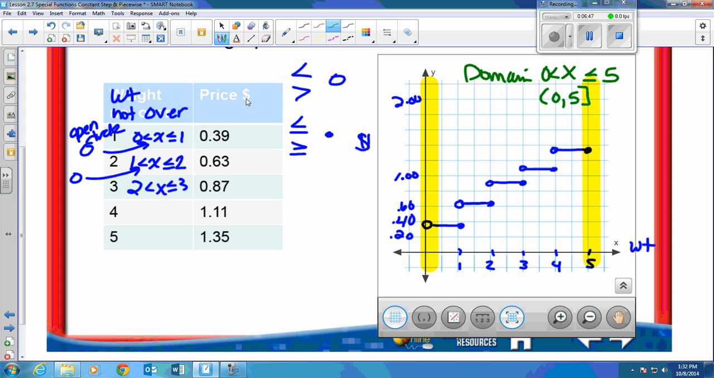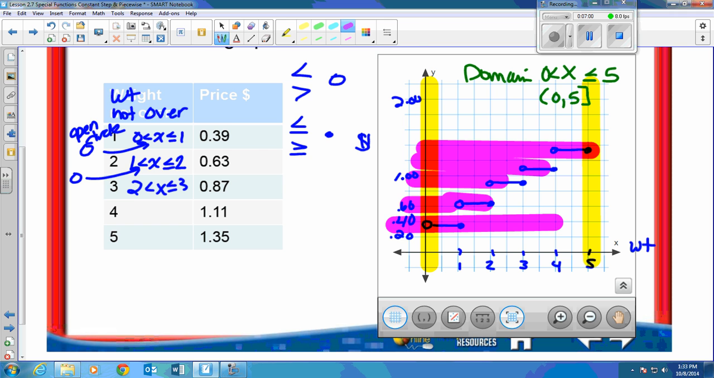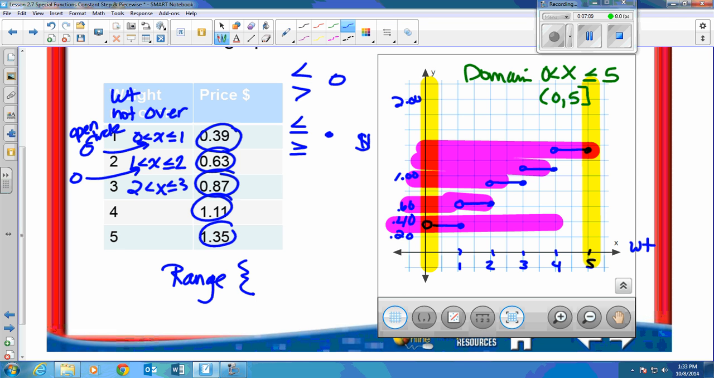All right, so if I take my y highlighter, my range is my lowest y value. Oh, wait a second, it's not continuous. My step function, my ranges are broken. So it's each one of those. So my range is going to be each one of these. So my range would be, in the fancy brackets like we do for discrete data, 39 cents, 63 cents, 87 cents, $1.11, and $1.35.